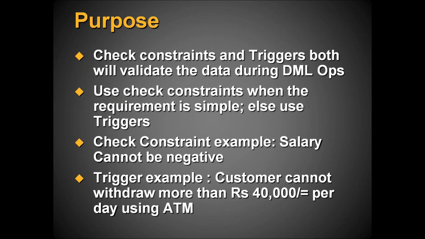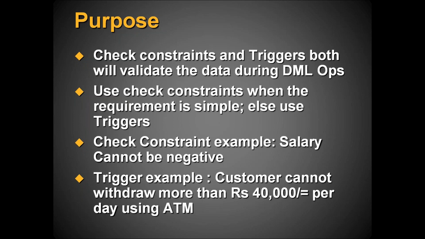Check constraint example: salary cannot be negative. So how are you going to write that salary cannot be negative? Check salary is greater than 0, that is a check constraint. These are the very simple requirements, so we can use a check constraint.